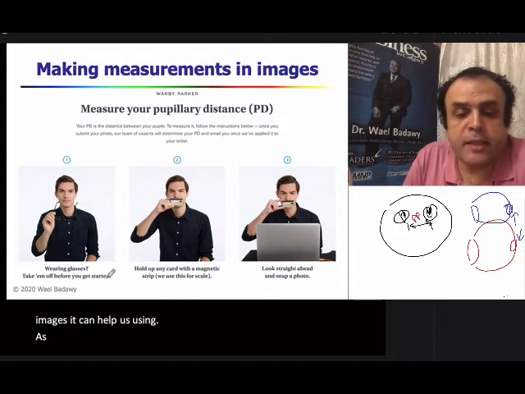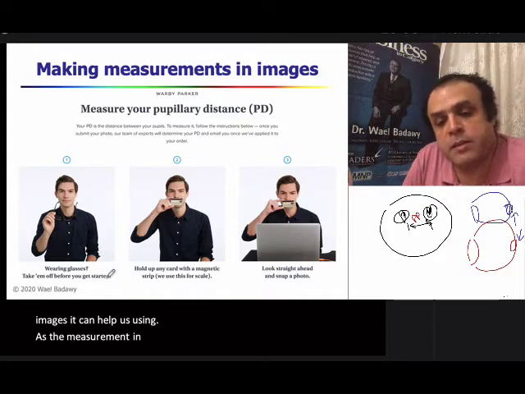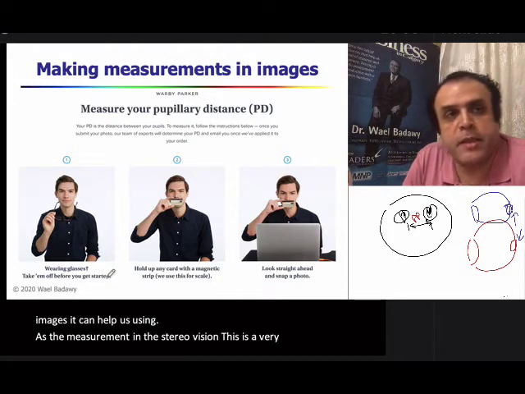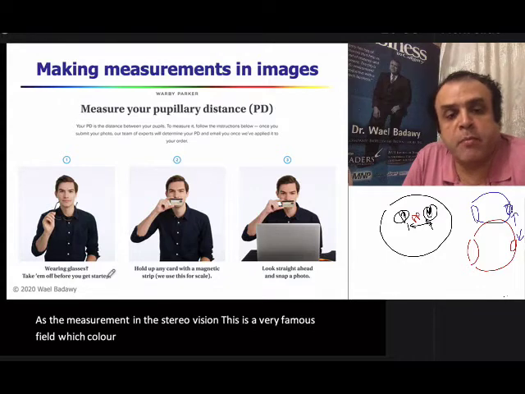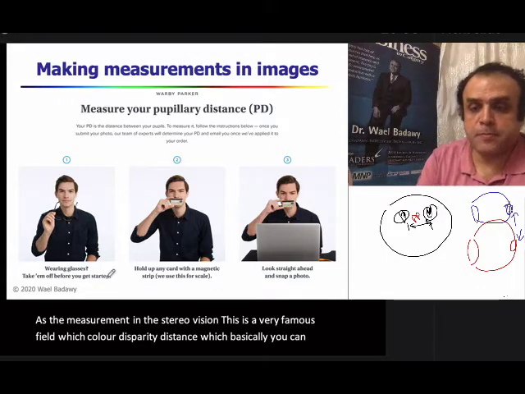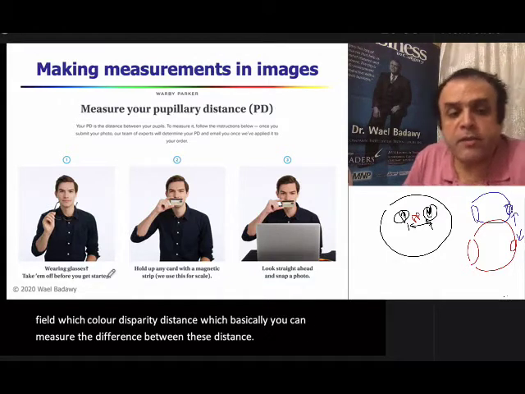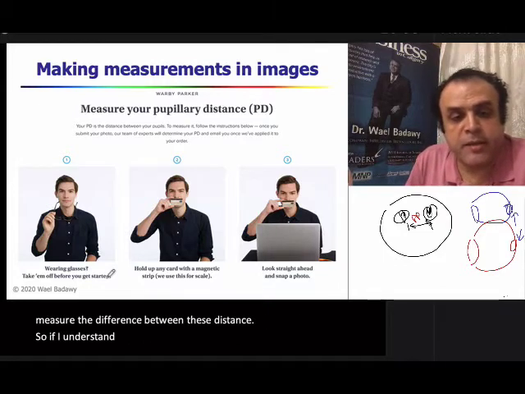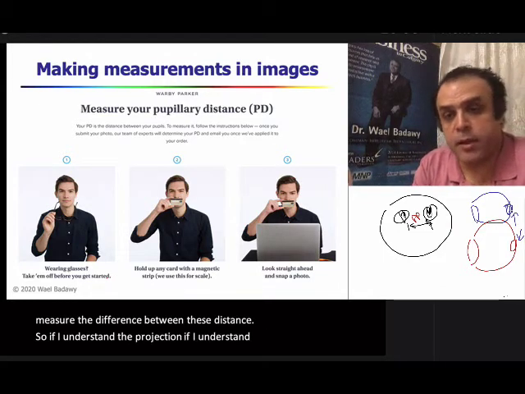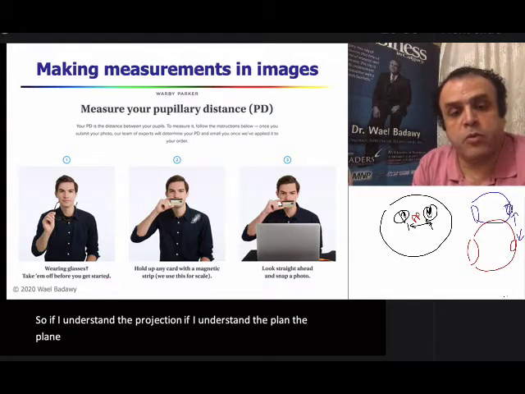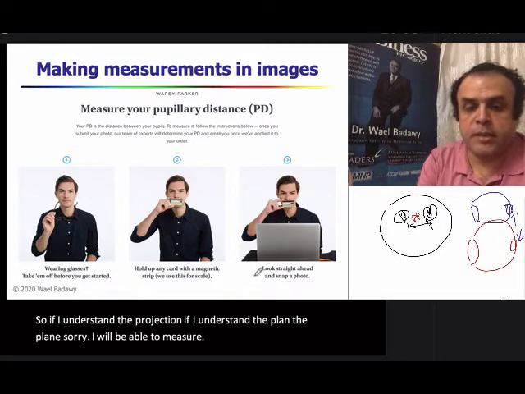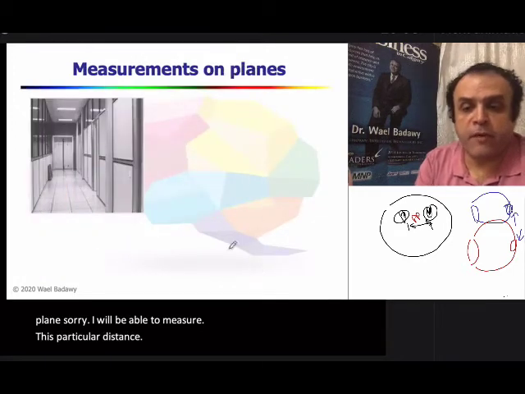The distance between the formation of these images can help us with measurement. In stereo vision, there's a very famous field called disparity, where you can measure the difference in this distance. So if I understand the projection and the plane, I will be able to measure this particular distance.